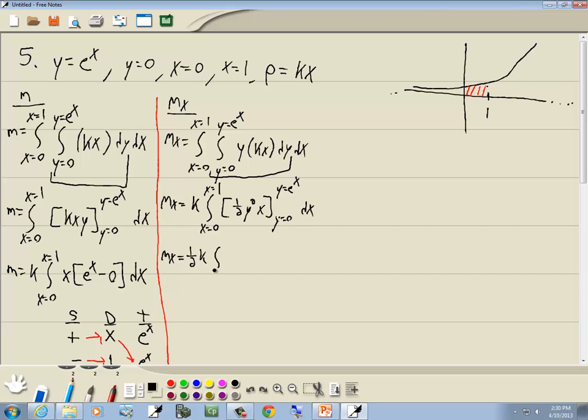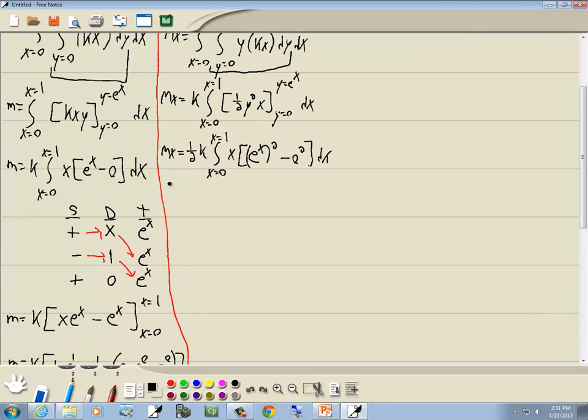and then x equals 0 to x equals 1, and the x I can put out in front of the brackets, and we'll plug these in for y. So we're going to have e to the x squared minus, and put that in for y, so 0 squared dx. Okay, so we got 1/2 k, x is equal to 0 to x is equal to 1, and we're left with x e to the 2x dx.